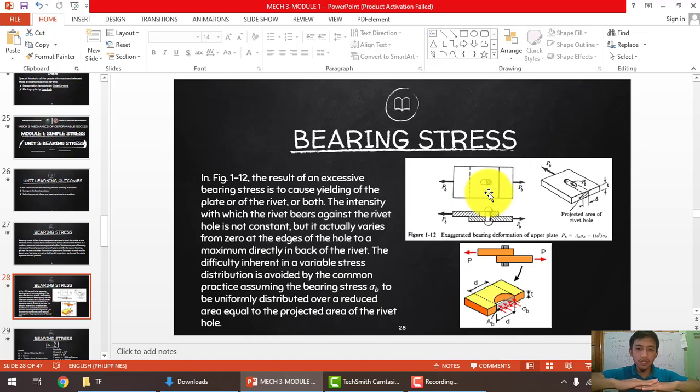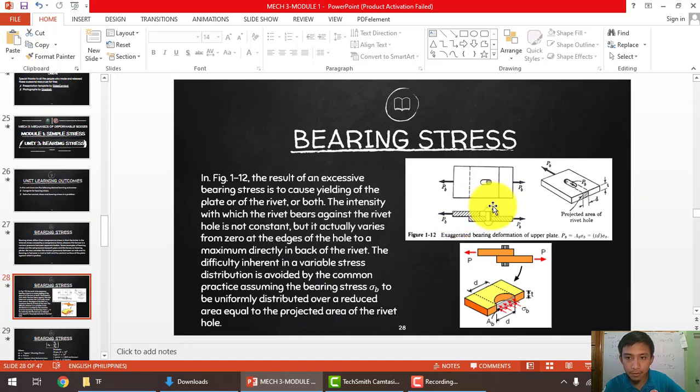But if you are referring to, going back to the figure here, the stress within the connection or within the surface connecting the bolt and the plate, then that is what we call the bearing stress. Bearing stress is developed because of the contact of two different bodies. The two different bodies that we are considering are the rivet or the bolt and the steel plate.